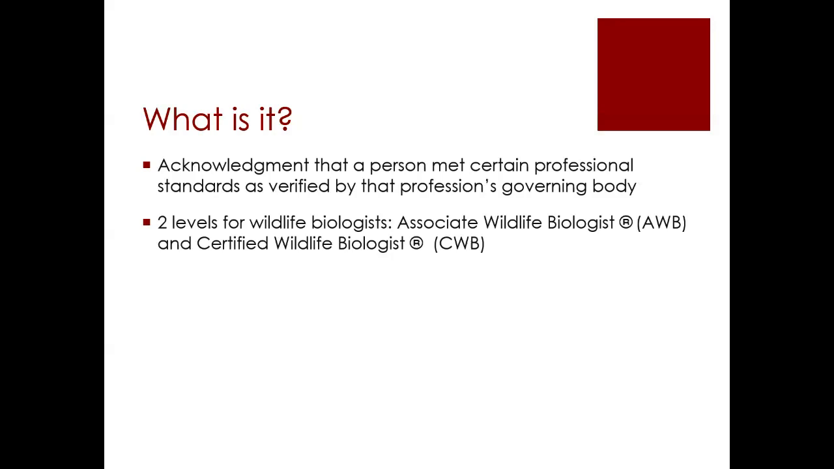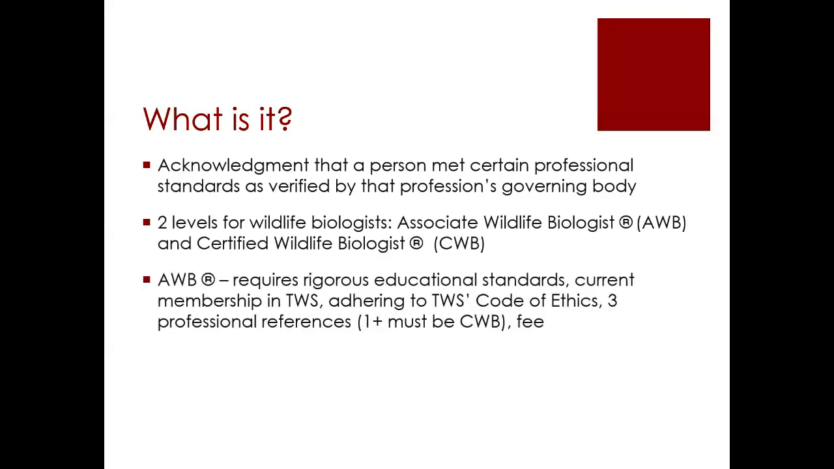There are two levels. There's the associate wildlife biologist level and the certified wildlife biologist level. At the AWB level, what's required is meeting the rigorous educational standards. You have to hold a current membership in the Wildlife Society. You have to adhere to the Wildlife Society's code of ethics. You have to determine three professional references, one of whom must be a certified wildlife biologist, and you pay a small fee.